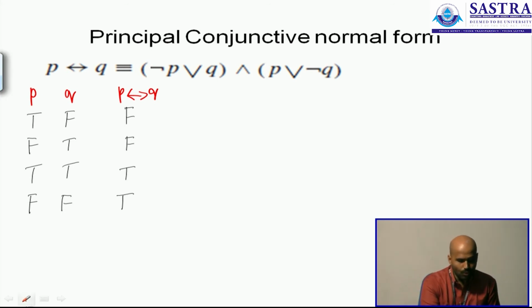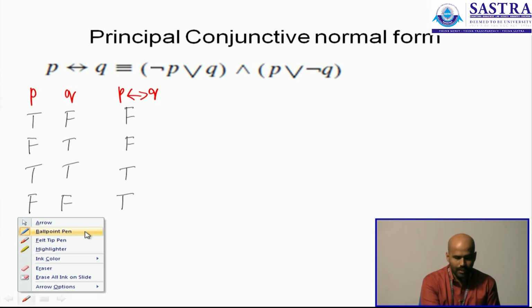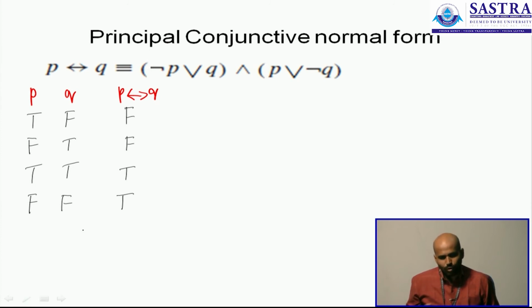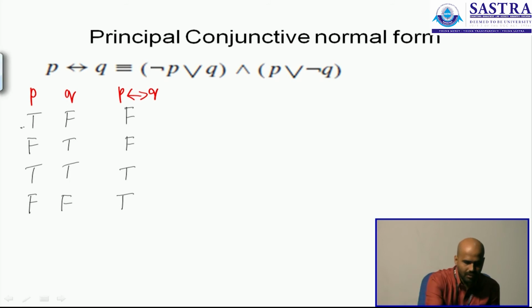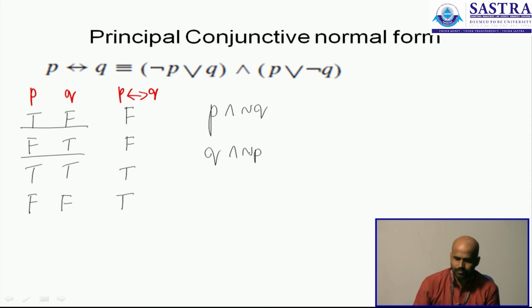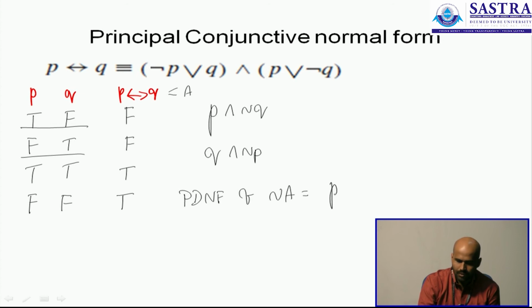Now what did the procedure want you to do? It wanted you to write down those rows which give you a false value. The false value is in the first two rows. So the corresponding min terms are P and negation Q, Q and negation P. And if you write them in the DNF form, the PDNF of the dual, suppose you call this A, the dual of A, will be P and negation Q, disjunction Q and negation P.